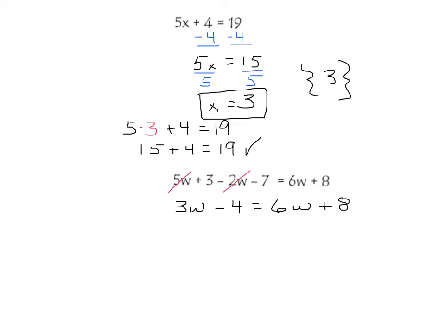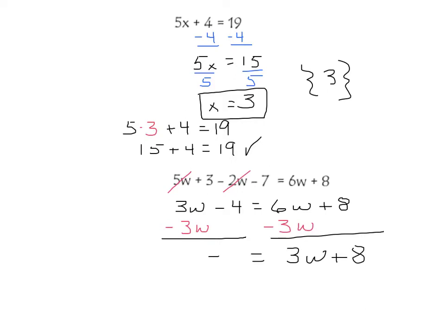So now we can move on to step 2, which is to get the variable terms on one side of the equation and the numbers on the other. You can either move your variables to the right side or the left side of the equation. If you move it to the left side, you're going to deal with negative numbers, and if you move it to the right side, you won't. So let's go ahead and this time move to the right side. We're going to move the 3w to the right side. I knew to do that because 3w is less than 6w. So when I subtract 3w from 6w on the right, I get a positive number. 3w plus 8, and on the left, I'm left with negative 4.